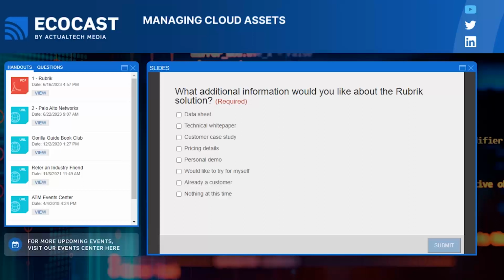You've heard a lot about what Rubrik can do to protect Microsoft applications in the cloud, and we want to know what additional information from Rubrik that you're hungry for.